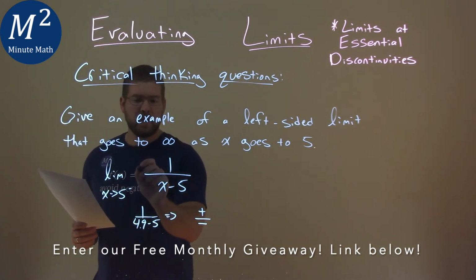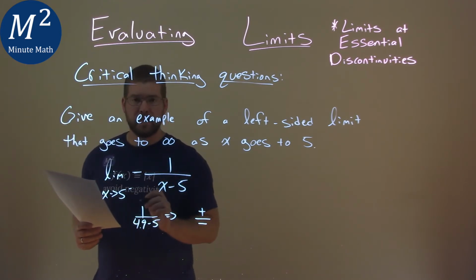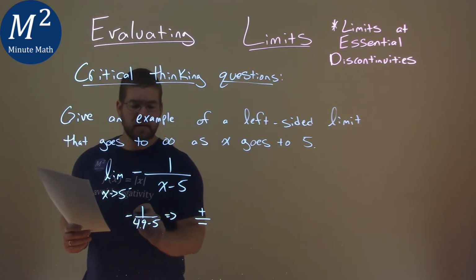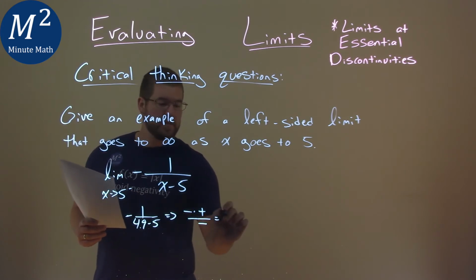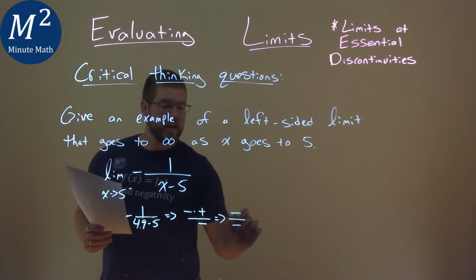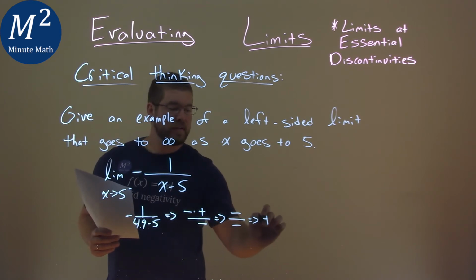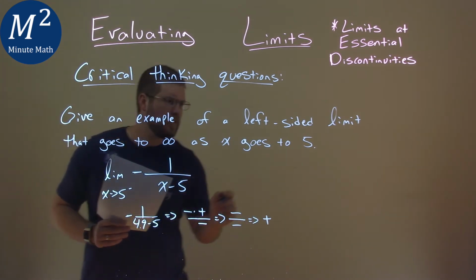So if I just toss on a negative out front here, what happens? Well, the negative goes out here. We have a negative times a positive in the numerator, right? Divided by a negative, which is a negative over a negative, which is a positive. So let's go see this with a table here.